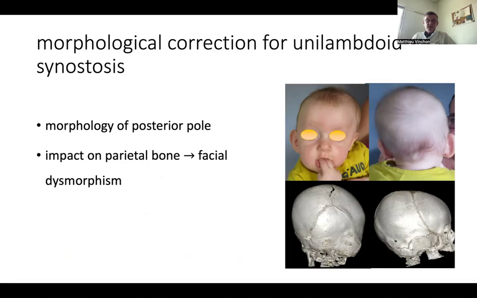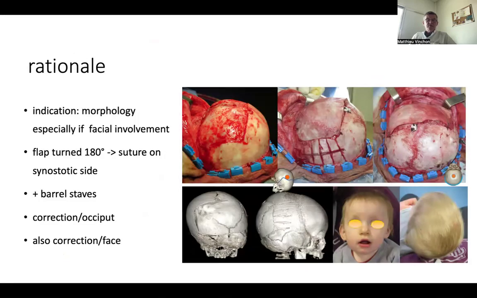Which shows that the impact of the parietal bone can lead to facial dysmorphism. So in this case, we do corrective surgery, especially when there is a facial involvement, and of course, decompressive surgery. We do a quadrangular bone flap, which is turned 180 degrees, so that the patent suture will be on the synostotic side. In addition, we do barrel staves so that the parietal calvaria can catch up on the shape of the occiput with the normal, non-synostotic side.